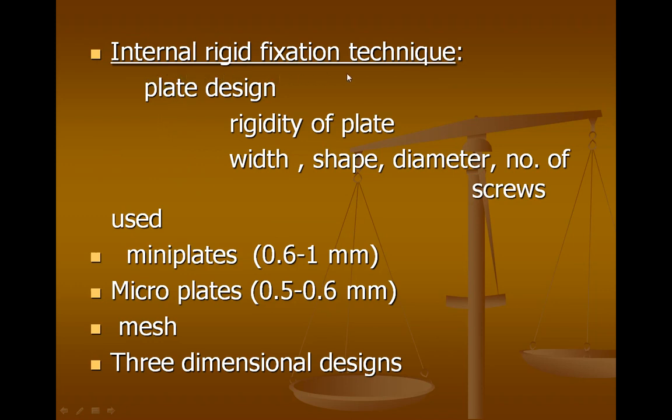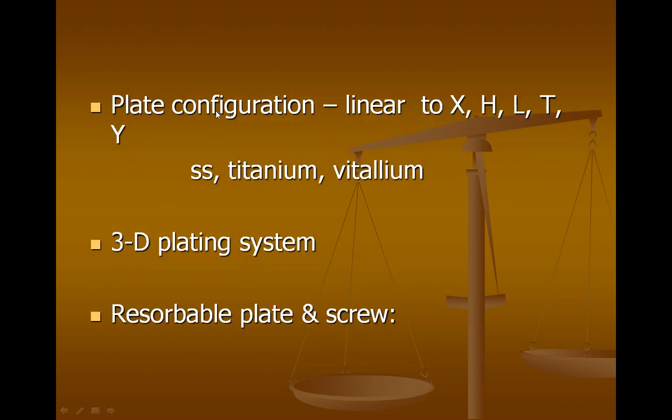Internal rigid fixation usually depends on the plate design. You can use many shaped plates, I'll show you. Miniplates usually have a thickness between 0.6 to 1 millimeter. Microplates have a thickness of 0.5 to 0.6 millimeter, or mesh or three-dimensional designs. See the plate configurations like X, H, L, T shape plate. Either stainless steel, titanium, or Vitallium plate can be used, or a 3D plating system, and also resorbable plates and screws.